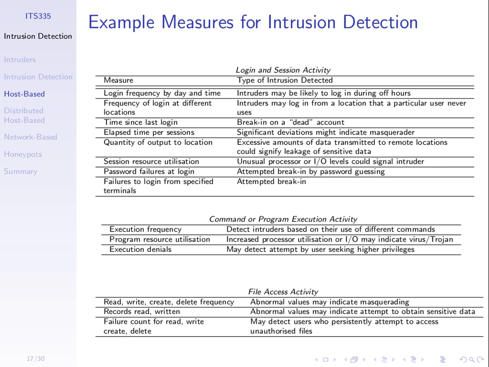So these are just examples of what we can measure on computer systems, and how we can use that to indicate that this behavior is different from the normal behavior, and therefore classify it as an intrusion.